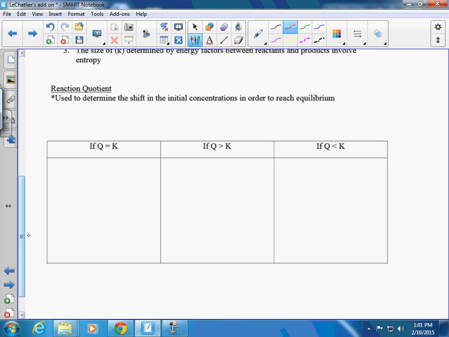Now, how do we know which way we need to shift? We're going to use our reaction quotient, Q, which goes on to the law of mass action that we looked at in section 13.2. It's used to determine the shift in the initial concentrations in order to reach equilibrium. Sometimes it'll be very obvious and you don't need to find Q, but many times you can't tell which way it's going to shift. Q is the same thing that we've been doing, the concentration of our products over the concentration of our reactants. When you calculate that, we're going to compare it to K to determine the shift.